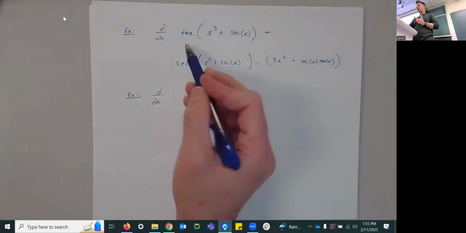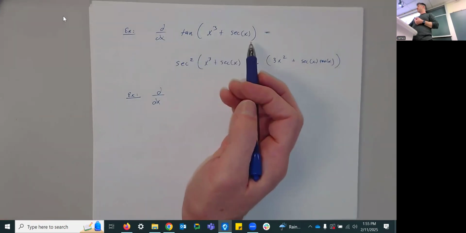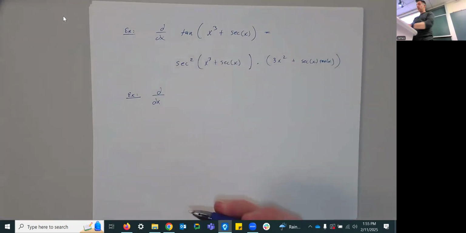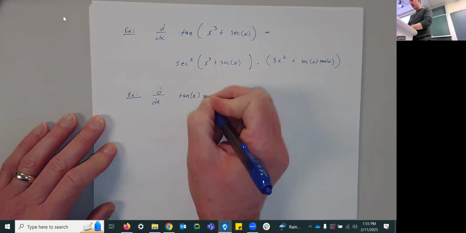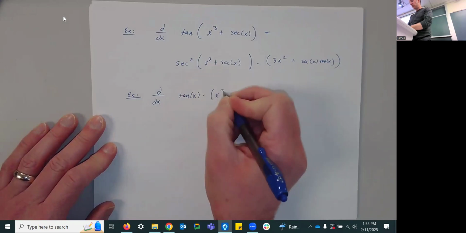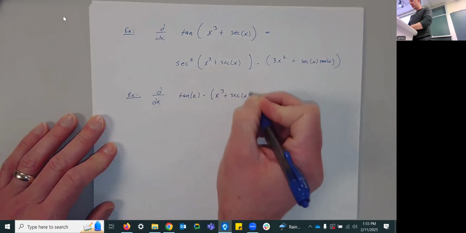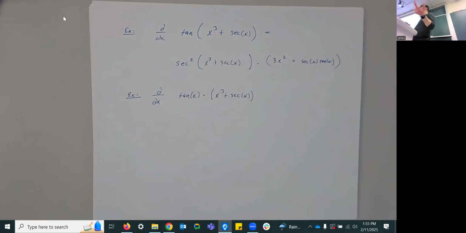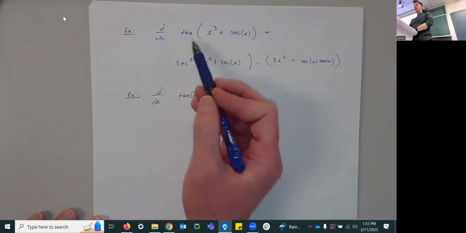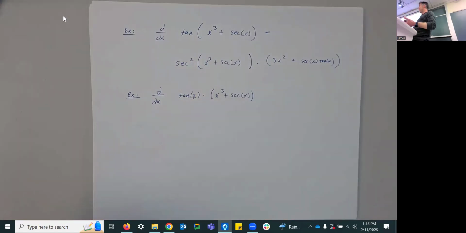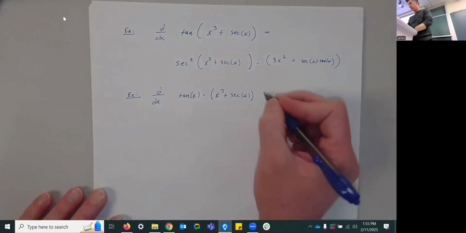This is tangent of x cubed plus secant x versus tangent of x times x cubed plus secant of x. This is a whole different animal. The fact that we said it's tangent of x times something else versus tangent of that stuff really makes a big difference. Here, we definitely would need to use the product rule. In fact, let's go ahead and use the product rule.